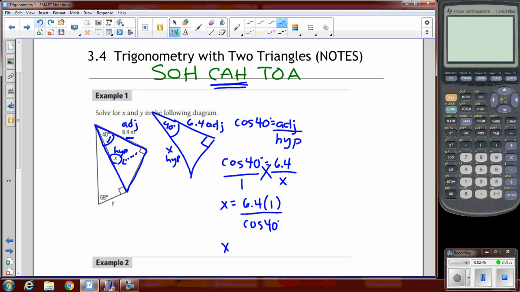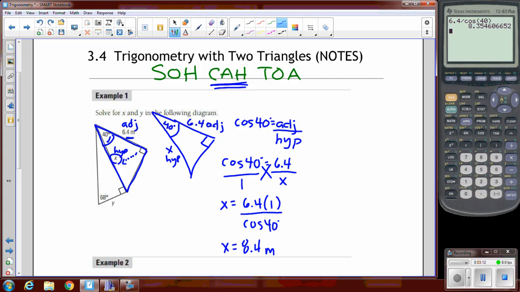So I'll show you over on the calculator what this would calculate as. It's 6.4 times 1, which is still 6.4, divided by the cosine of 40 degrees. So if we did this, this hypotenuse, and we'll round to one decimal place, is approximately 8.4 meters.